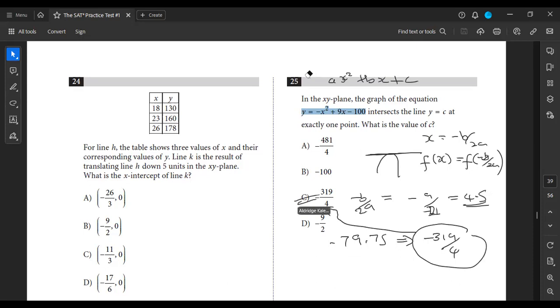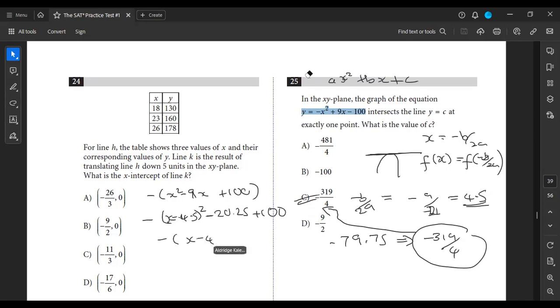Or you can complete the square like Audin just said. You can put the negative out if you want. So we're going to have x squared minus 9x plus 100, and then we get half of 9, which is 4.5. So x minus 4.5 squared. And then we subtract that. 4.5 squared is 20.25. So minus 20.25 plus 100 is going to be x minus 4.5.